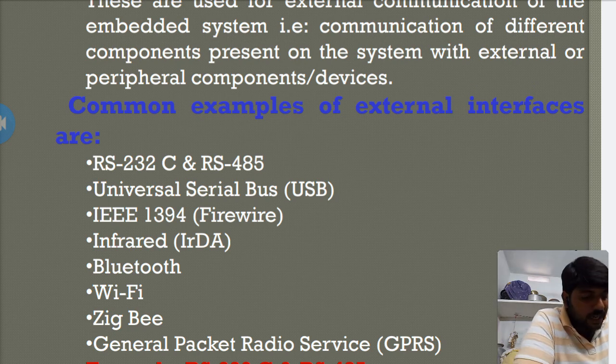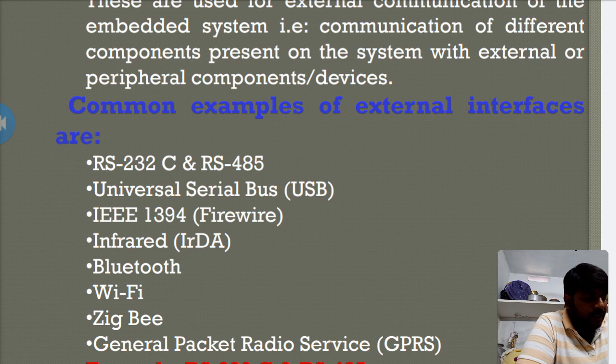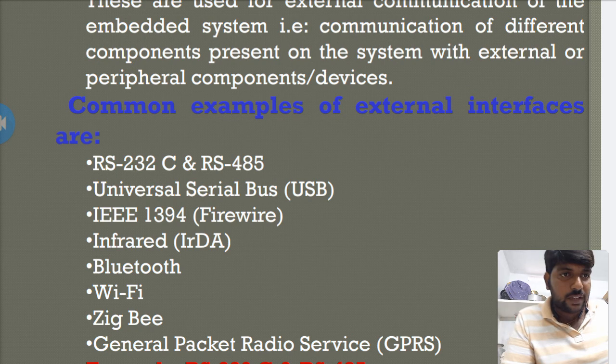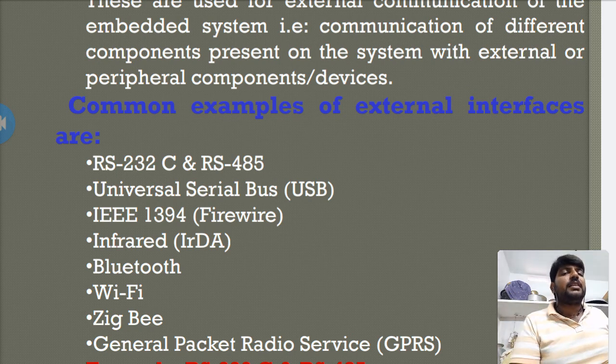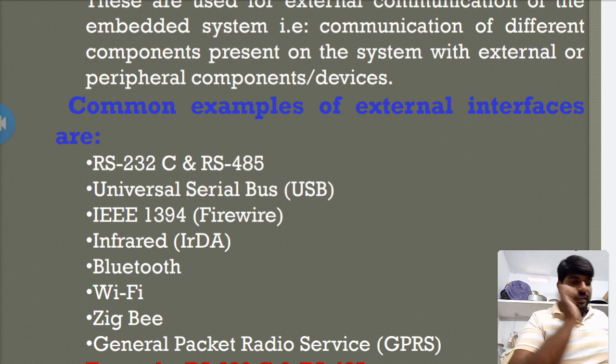In GPRS communication, the radio channel is shared between several users. Instead of dedicating a radio channel to a cell phone user, GPRS divides the channel into 8 time slots, transmitting data over the available channels. So this is about General Packet Radio Service, majorly 2G, 3G, 4G, and nowadays 5G is also available. GPRS data transfer is used in mobile communication technology.